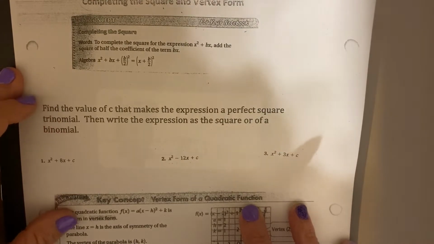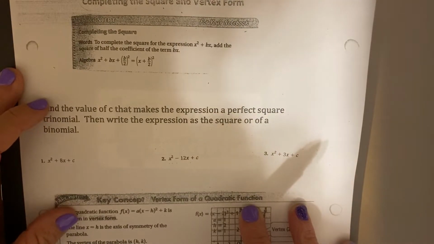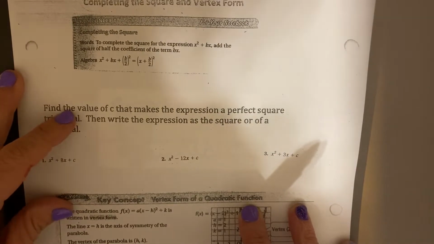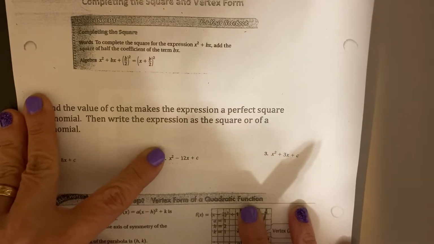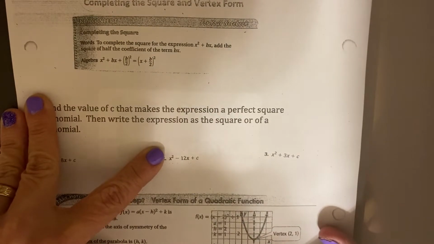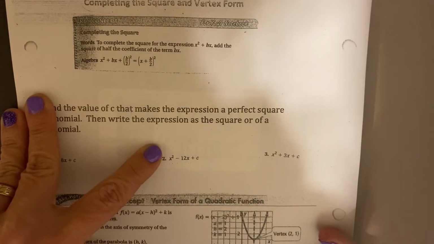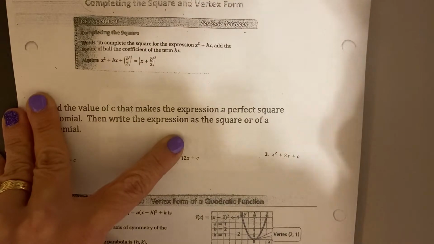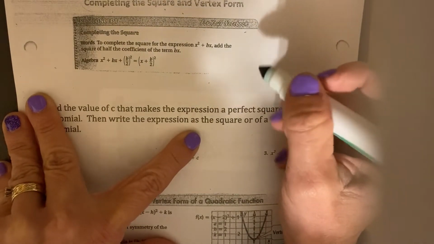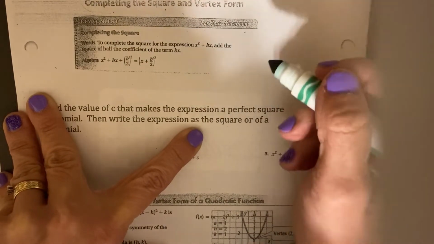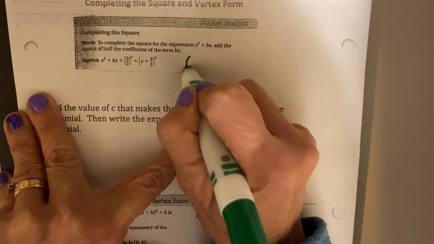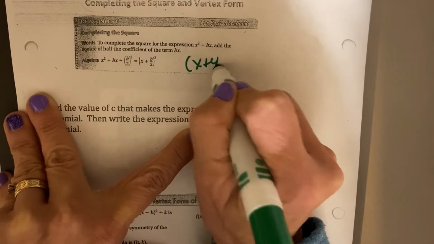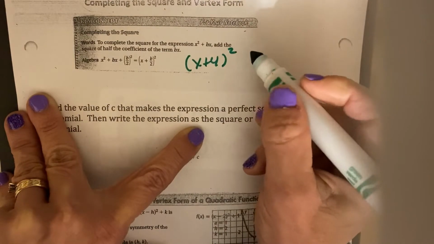Completing the square. So in words, to complete the square for the expression x squared plus bx, we're going to add the square of half the coefficient of the term bx. And so in algebra, that means x squared plus bx plus (b over 2) squared is equal to (x plus b over 2) squared. So as hard as you think that sounds, it's really not that hard. Basically, you've been doing that and you haven't even realized it.